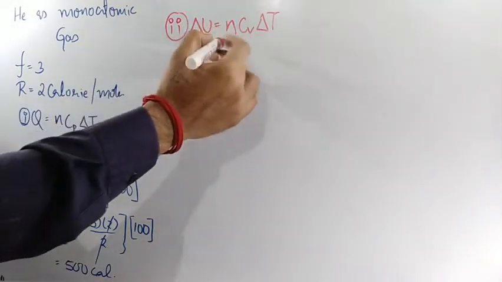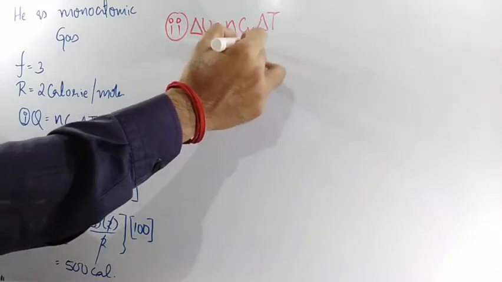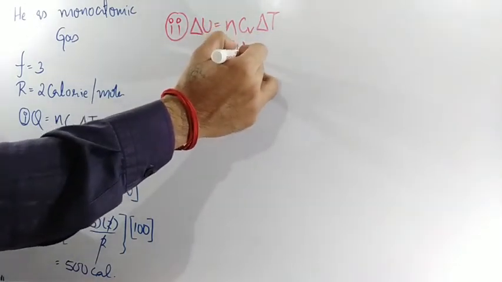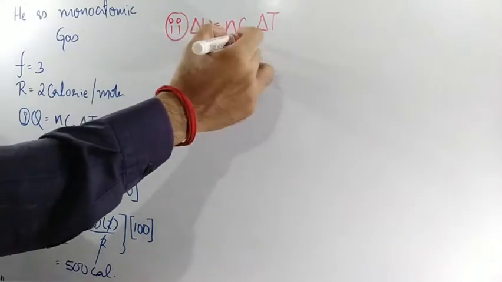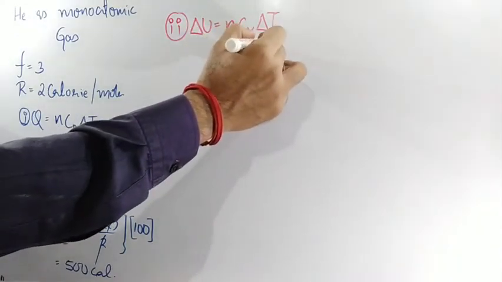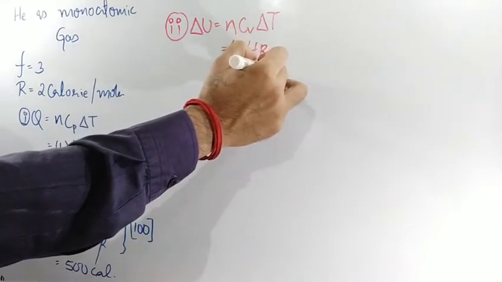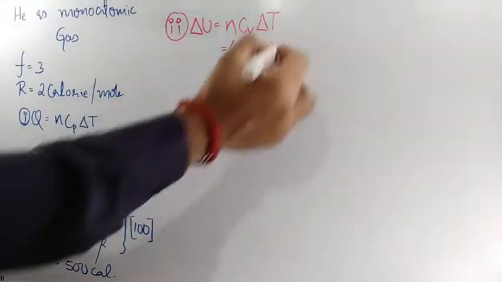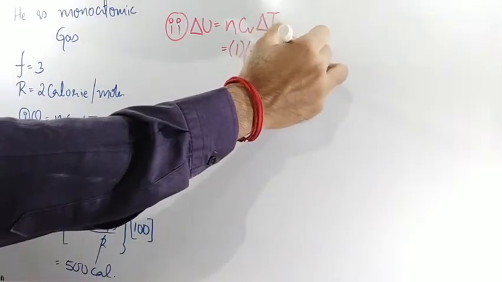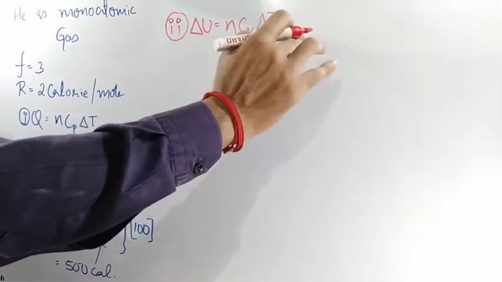Now just substitute the values. The n value is 1, given in the problem. Next, the Cv value. Cv is Fr divided by 2. Clear? Next, we have delta T. The delta T value is again 100 only.